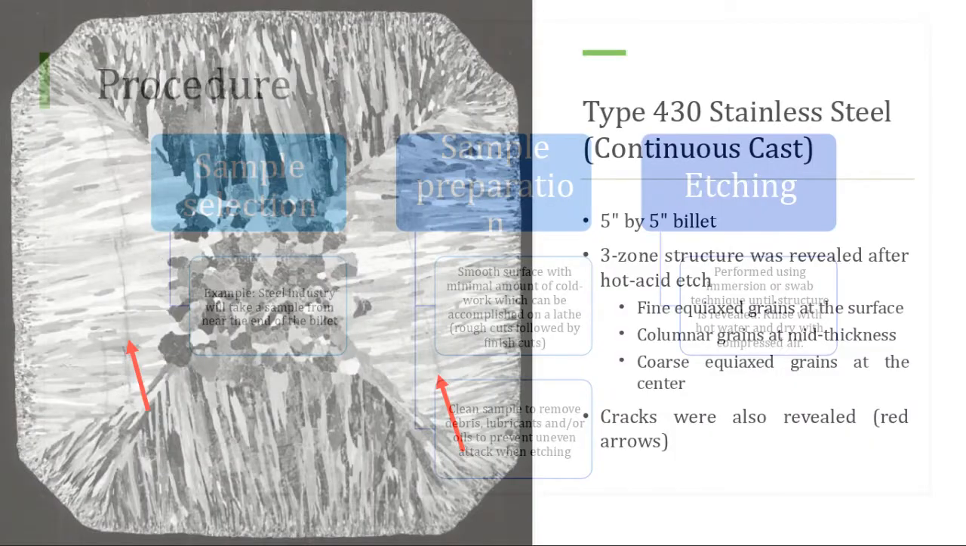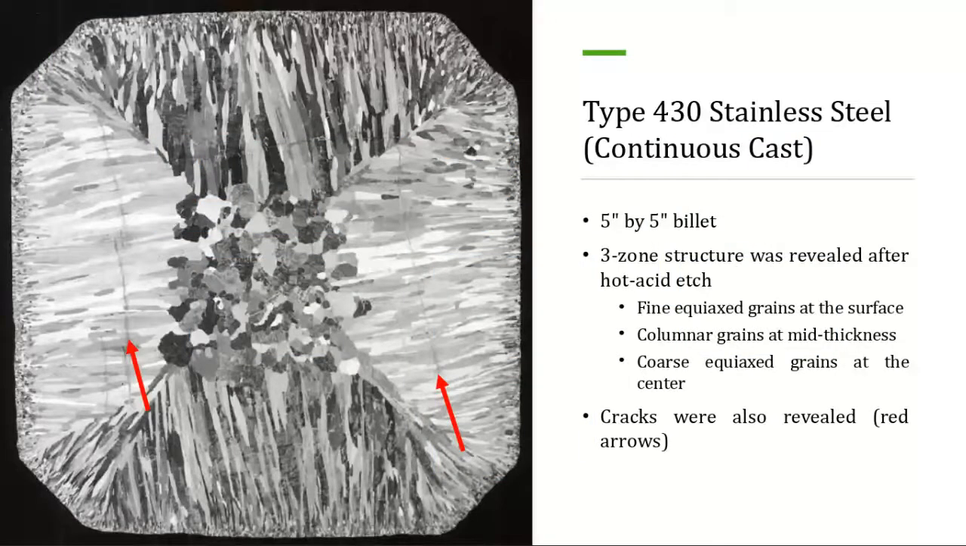So an example of what one might look like, this is a 5-inch by 5-inch billet. So the image that you see on the left is a disc that's been cut transverse, and this is of a continuously cast type 430 stainless steel.